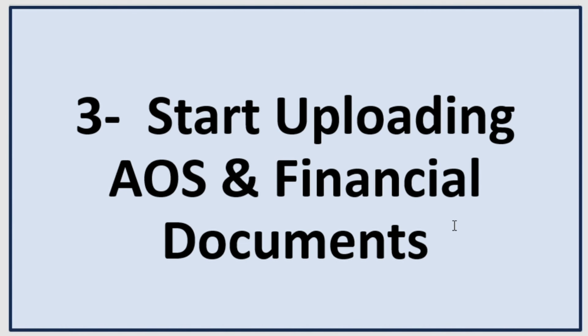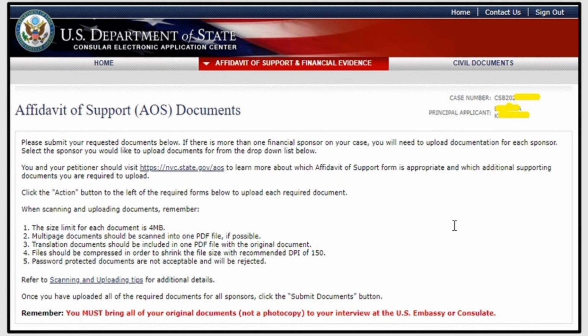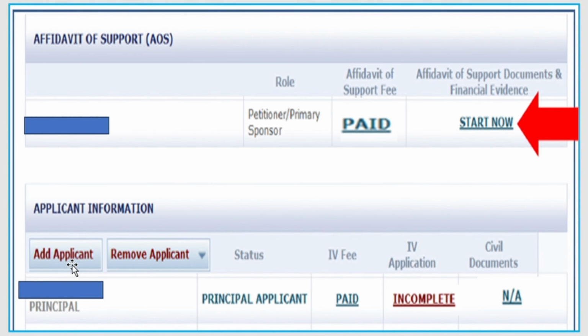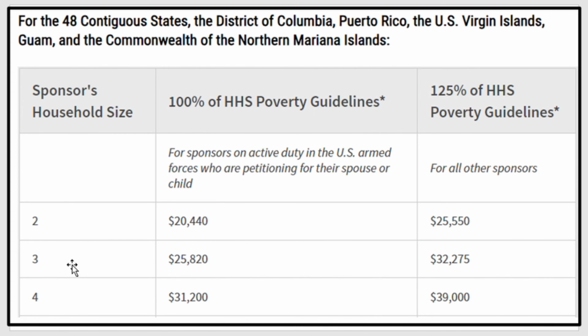Now, step 3 is start uploading Affidavit of Support and financial documents. So here, that's your account. Once you click on them, it's going to take you to this page right here. They're going to give you just the requirements of the uploading documents. Click on the start now, and before you upload, you need to check the requirement.